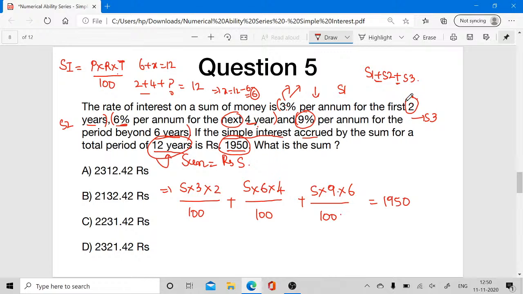Next the time you know. First time is 2 years. The next time is 4 years. The next time is 2 plus 4, 6. Total period is 12, right? So 12 minus 6, 6 years.